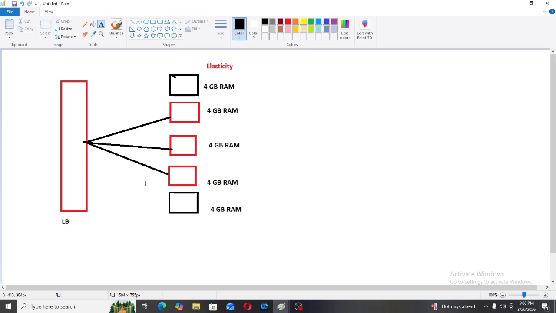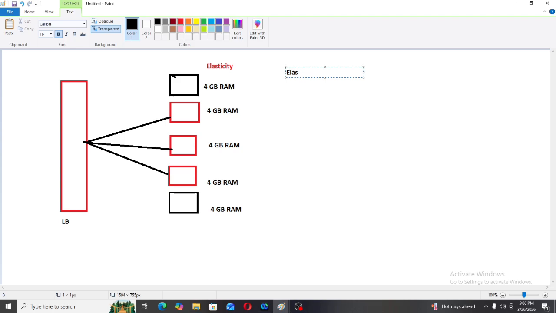Now on Saturday there will not be much traffic on these servers, because the sale was only on Friday. So on Saturday there will be normal traffic. So is there any need for these extra servers? The answer is no. We increase servers as per the need, and we decrease the servers as per the requirement. In simple words, then, what is elasticity?